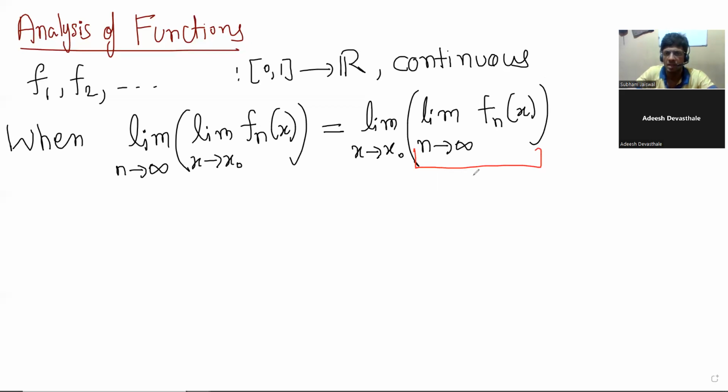What is the right hand side? This will be a function. Here, naturally, we take the pointwise limit, right? You fix the x, and for each x you get a sequence of numbers, and you take that limit. So this limit that you get for every x gives you a function of x, and you take the limit of that function. So both sides are well defined, but when are they equal? This is a very practical question. When does this happen?